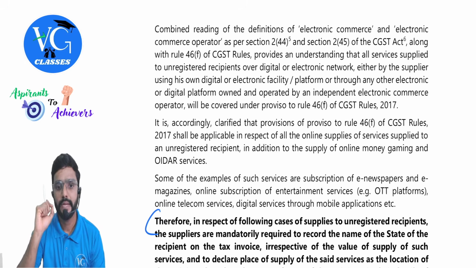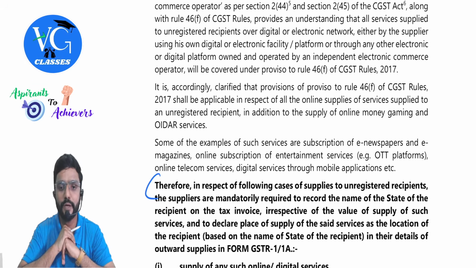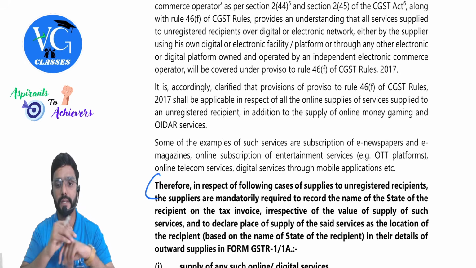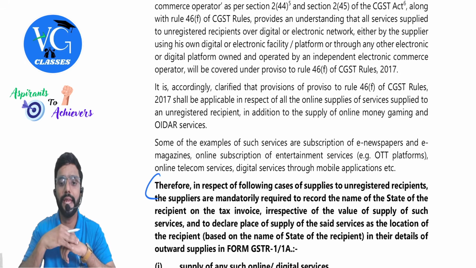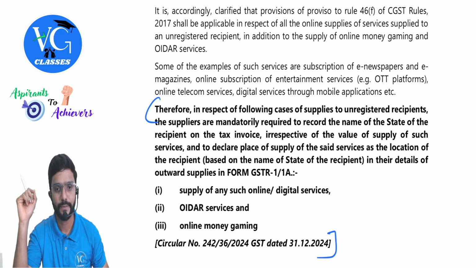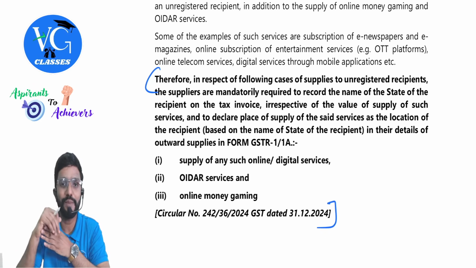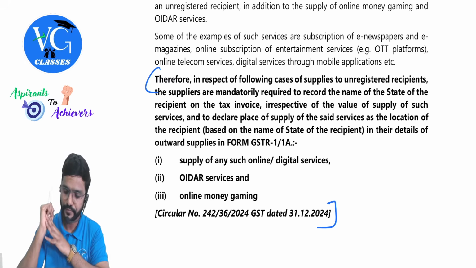It is accordingly clarified that provisions of proviso to Rule 46F of CGST Rules 2017 shall be applicable in respect of all the online supplies of services supplied to an unregistered recipient, in addition to supply of online money gaming and OIDAR services. Some of the examples of such services are subscription of e-newspapers and e-magazines, online subscription of entertainment services, that is OTT platform, Netflix, Amazon Prime and all. Then online telecom services, digital services through mobile applications, etc.